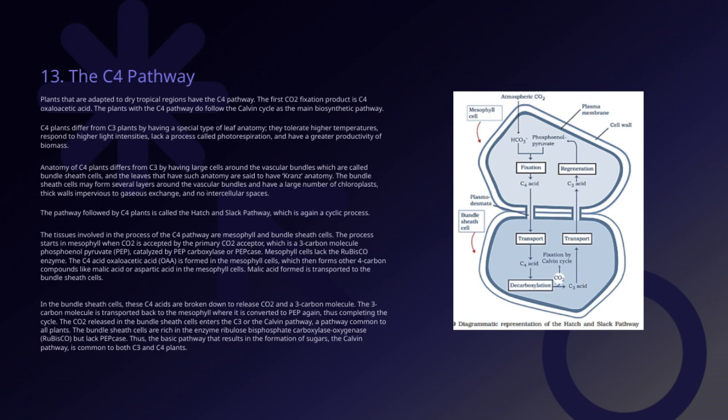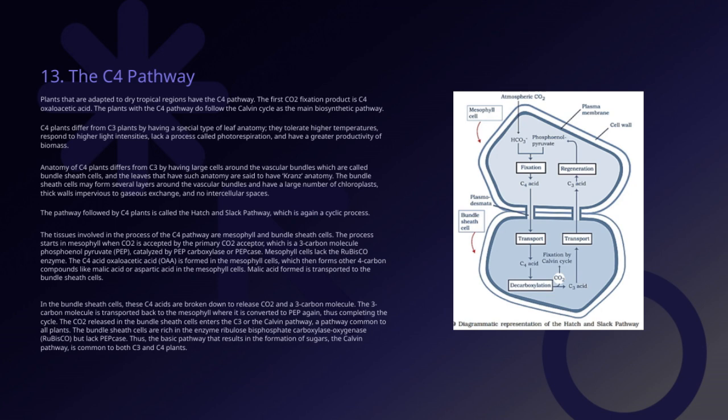Now, the tissues involved in the C4 pathway are primarily the mesophyll and bundle sheath cells. The process begins in the mesophyll cells, where CO2 is accepted by a primary acceptor molecule called phosphoenol pyruvate, or PEP for short. This reaction is catalyzed by PEP carboxylase, or PEPCase. It's important to note that mesophyll cells don't contain RuBisCO.